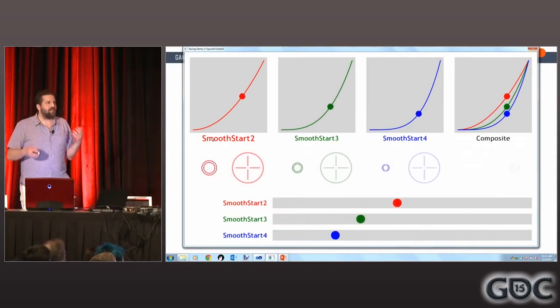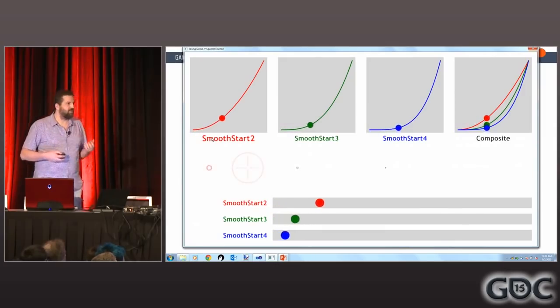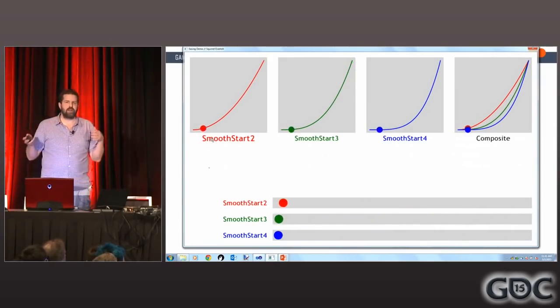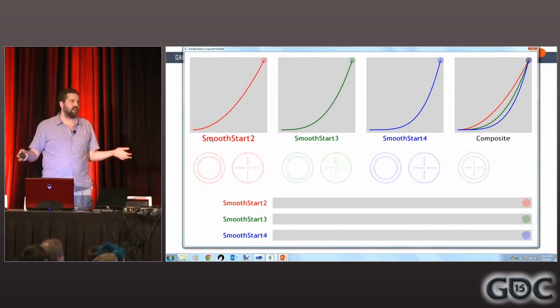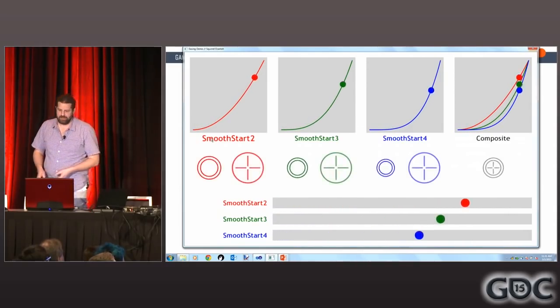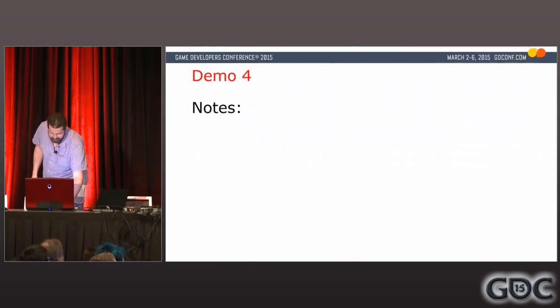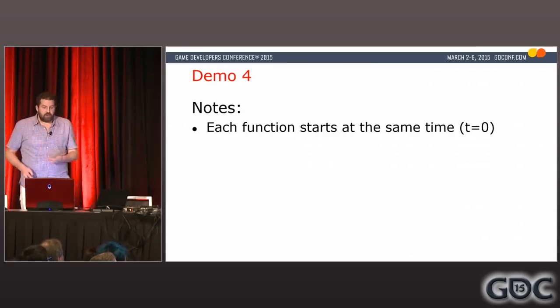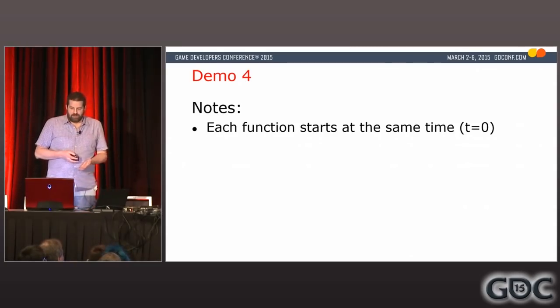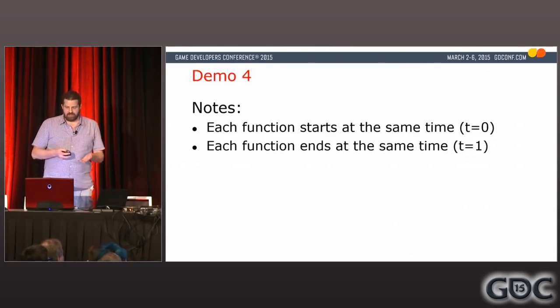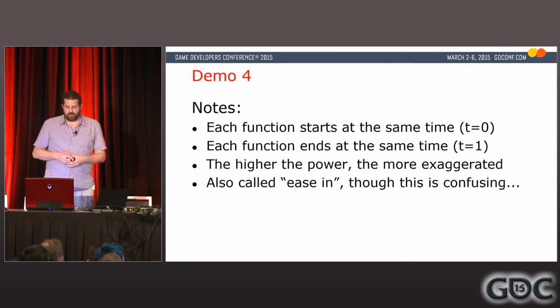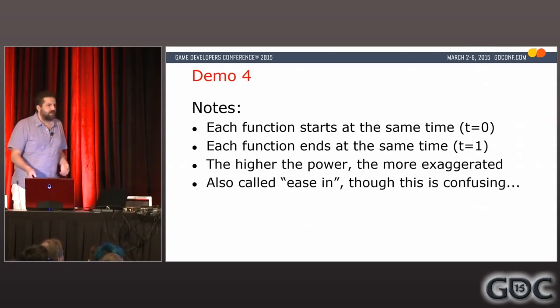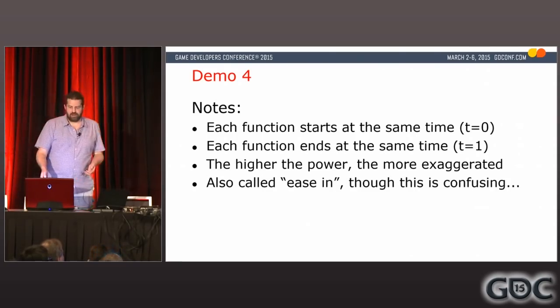And there are no fancy solutions to make this happen. You just go from 0 to 1, and they will always be on time, right? Automatically. So again, they're all based on the same parameter in this case, and they're all going from 0 to 1, and the higher the power, the more exaggerated. This particular one, which I'm calling smooth start, is sometimes called ease in.